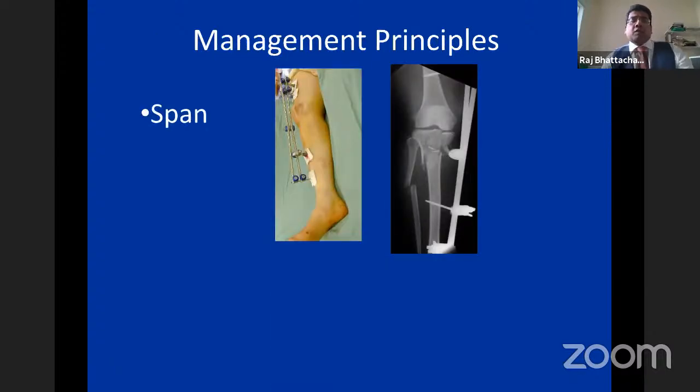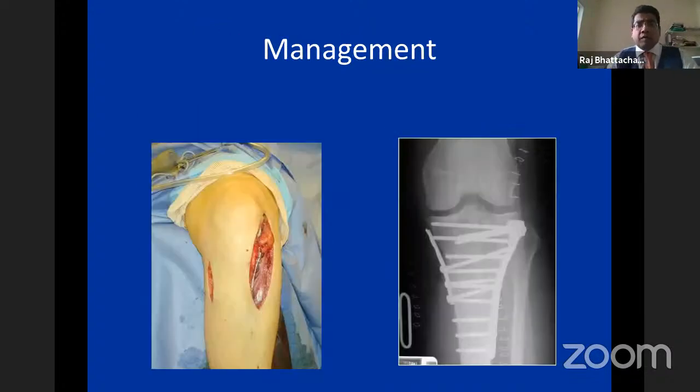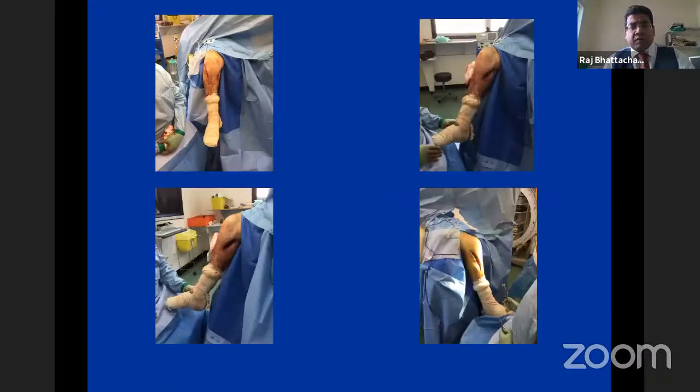So as I mentioned to you right at the beginning, my basic principles of operating on these high energy injuries is span, scan, plan. And this is not just for proximal tibial fracture, this is for even distal tibial fractures, any of the sort of articular injuries which have very poor soft tissue around them. You can't go wrong if you have this mantra in your mind. And what you want to be able to do, as I said, is have clean surfaces, the plates in the right place, and no evidence of infection.